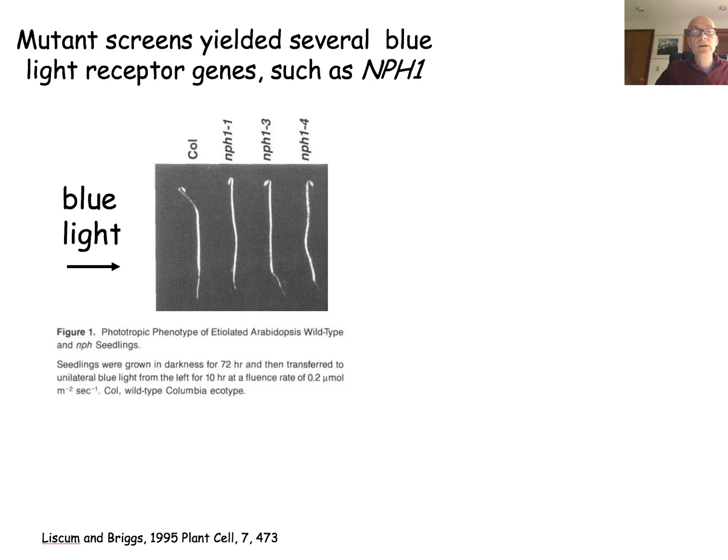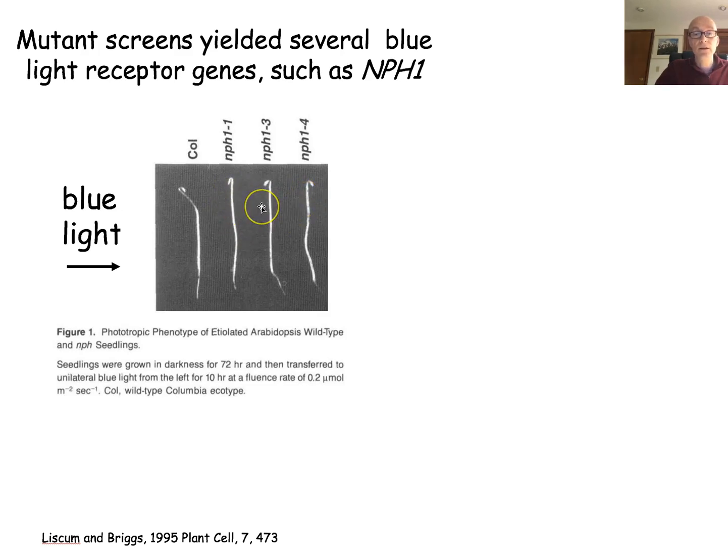Okay, so what did that look like when people were doing that kind of screen? So here's an example from Liscombe and Briggs, published in '95. Blue light came from the left side here, and so you see Columbia, COL, that is the name for the wild type that they used. It's a variety, a particular type of Arabidopsis seed. So it's called Columbia. That's one that's frequently used. So the wild type here is responding. It's growing towards the blue light, while all these guys here are not growing towards the blue light. And so these are the mutants that they had isolated.